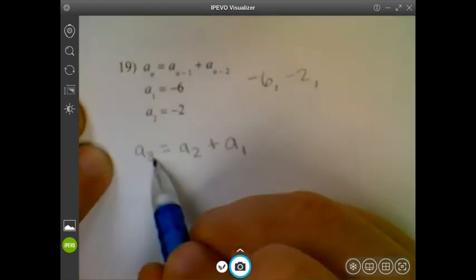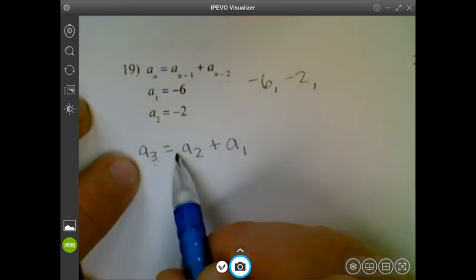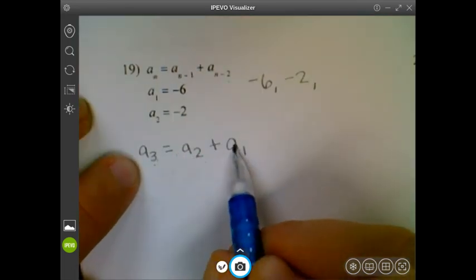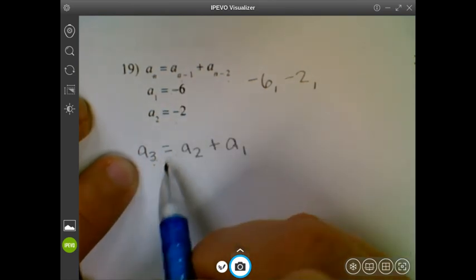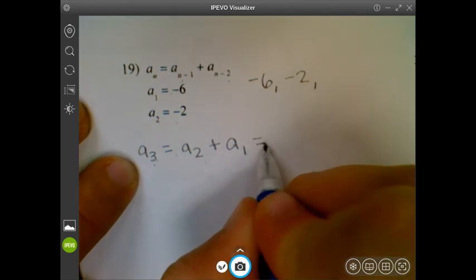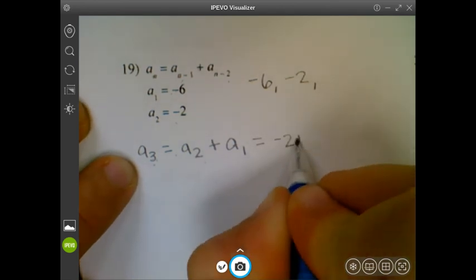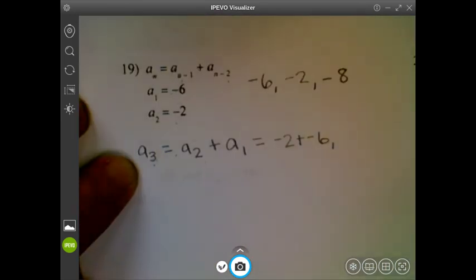So a sub 1. So if you plug 3 into all of those n's and calculate it, it's saying the third term is equal to the second term plus the first term. So the reason they give us both terms is because to calculate the third, you actually have to have the first two. So we're going to go ahead and just add these together. -2 plus -6 gives us -8.